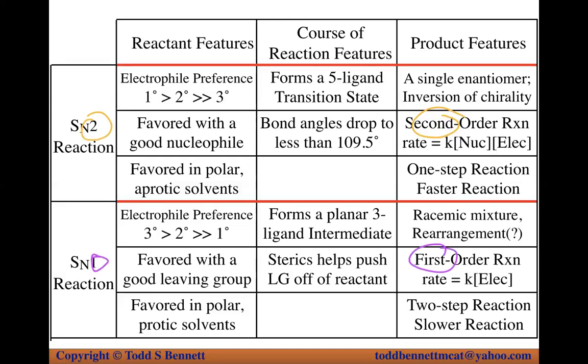So the number is based on the order, not the number of steps. So just note that the number is based on the order, not the number of steps. So SN1 is a 2-step. SN2 is a 1-step.